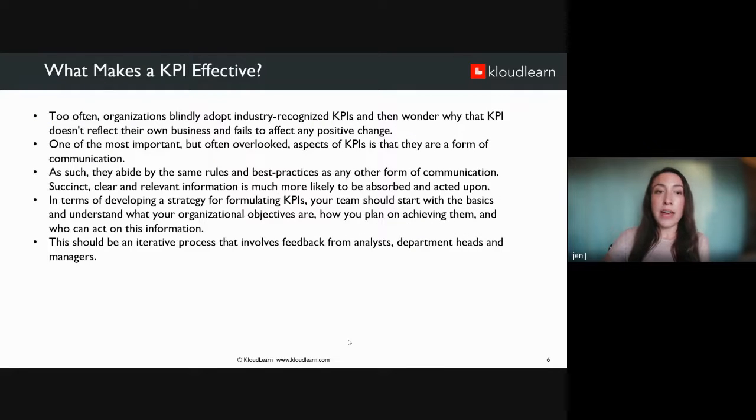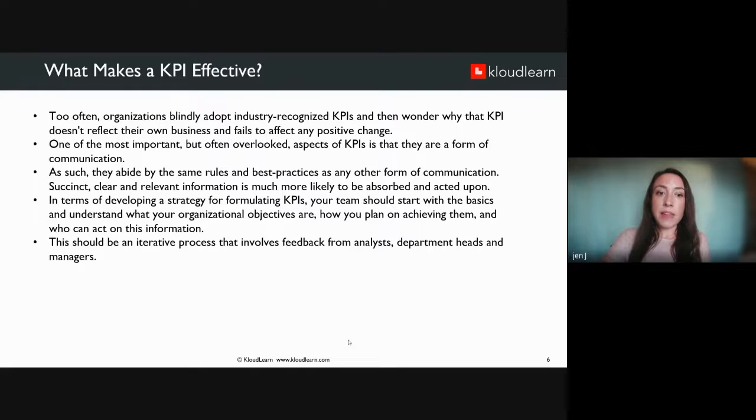What makes a KPI effective? Too often, organizations blindly adopt industry-recognized KPIs and then wonder why that KPI doesn't reflect their own business and fails to affect any positive change. One of the most important but often overlooked aspects of KPIs is that they are a form of communication. As such, they abide by the same rules and best practices as any other form of communication. Succinct, clear, and relevant information is much more likely to be absorbed and acted upon.